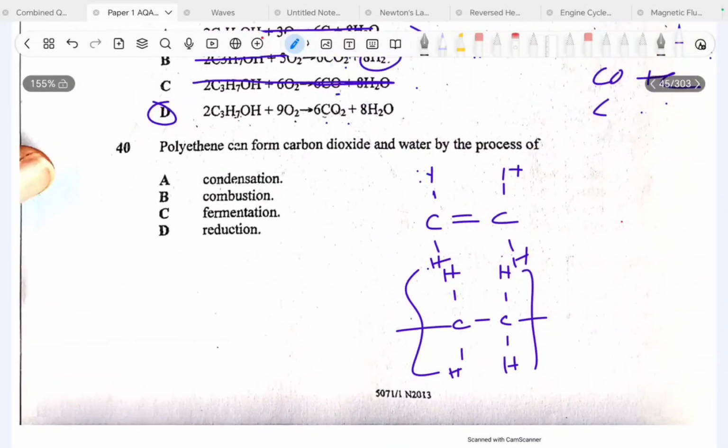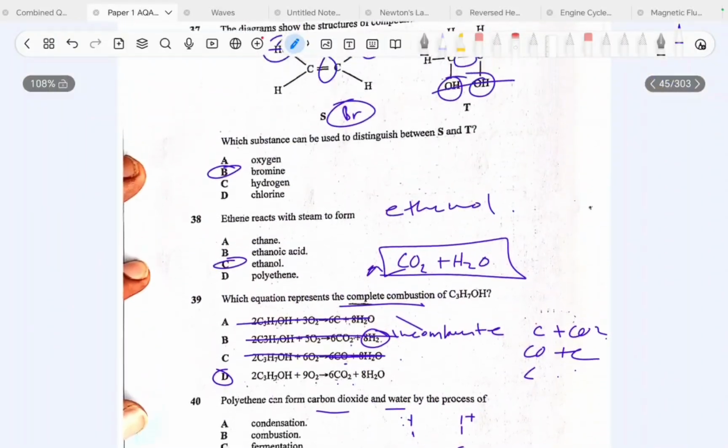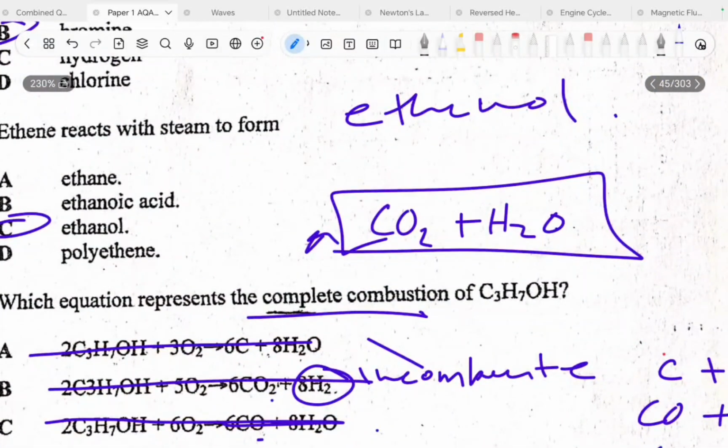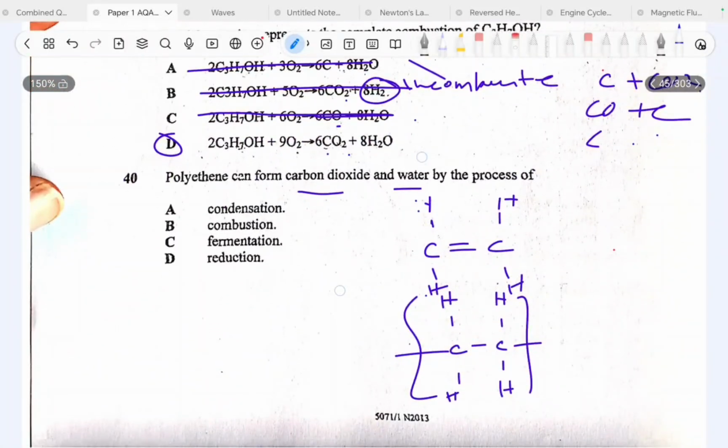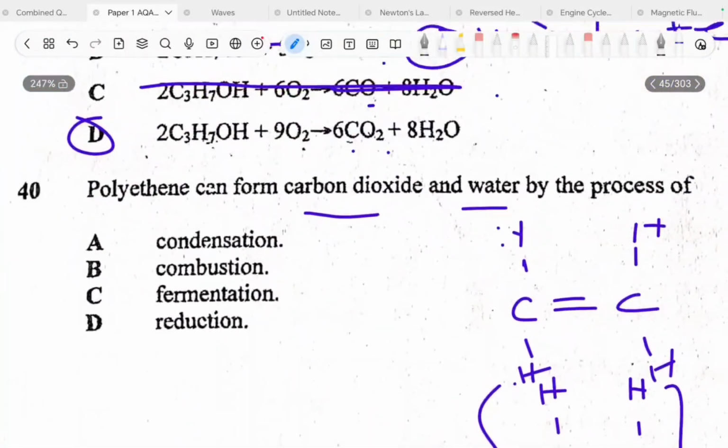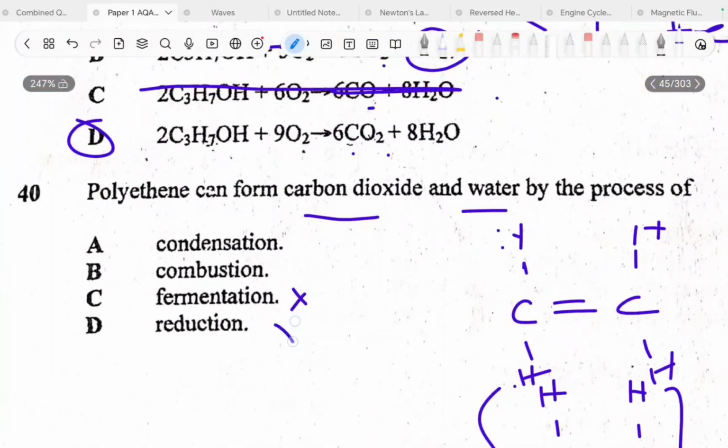So how can you form these two? If you remember something I said a while ago, like two questions ago, if something is complete combustion, you form CO2 and H2O. Do you think what I'm thinking? Because you cannot ferment plastic. Can you reduce plastic? No, you cannot reduce plastic. Can you condense plastic? I don't think you can condense plastic.